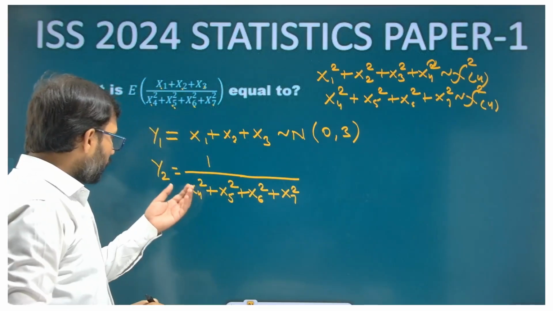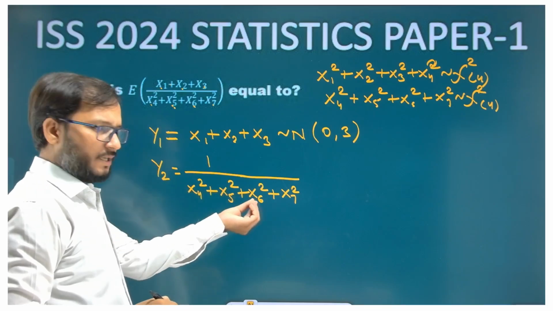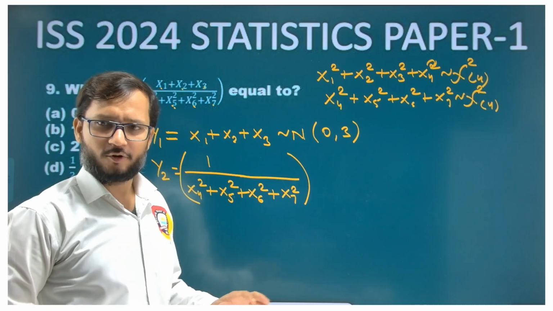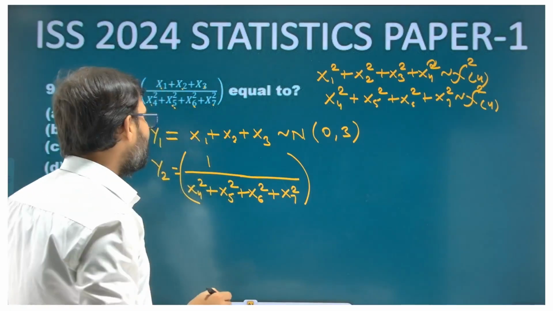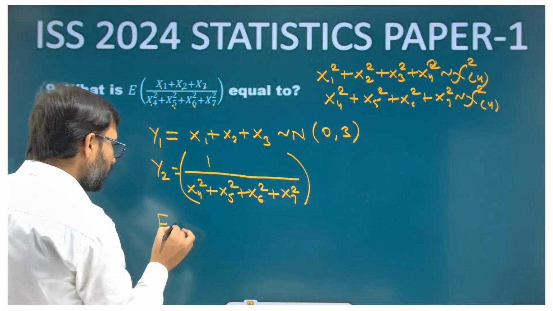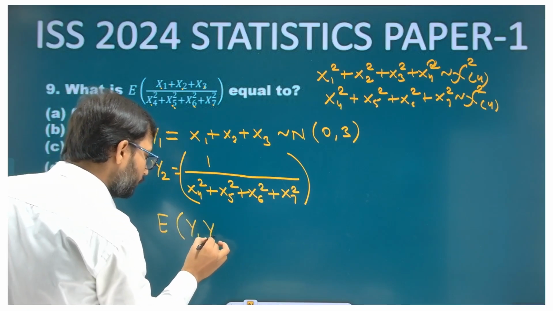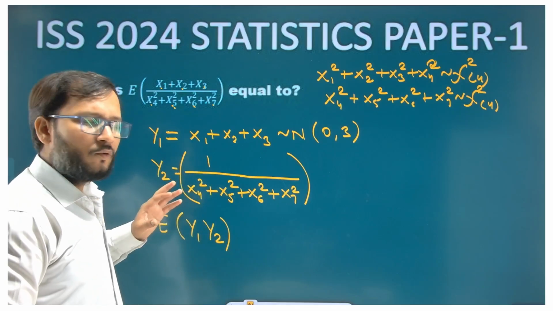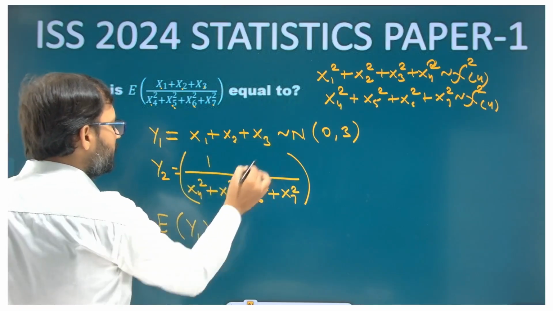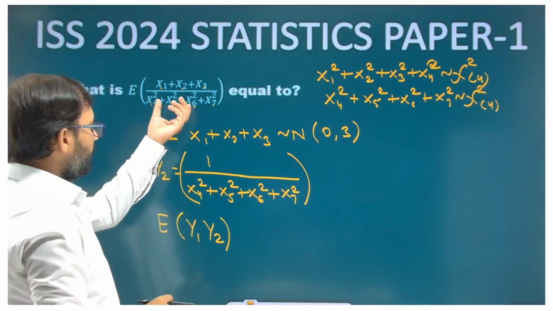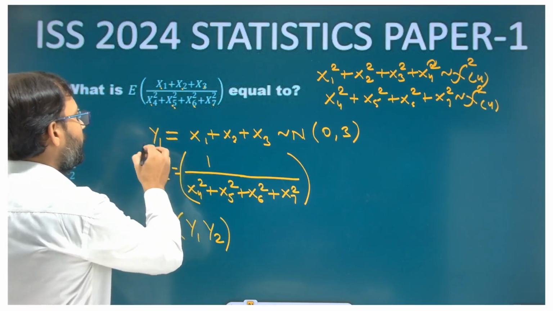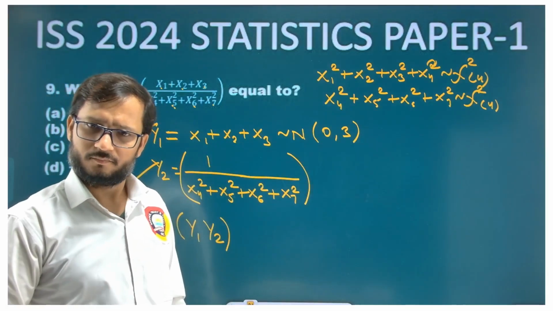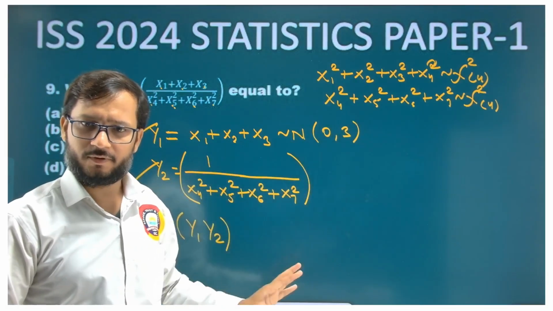Got the point? So expectation of y2 is this. Whatever its value will be, I am not going to find it. Now if I write this as expectation of y1 into y2, there is no issue, because y1 is equal to this and y2 is equal to 1 upon this, so we are writing the same thing. But as we know that y1 and y2 are independent, whatever its expectation will be, I don't know.